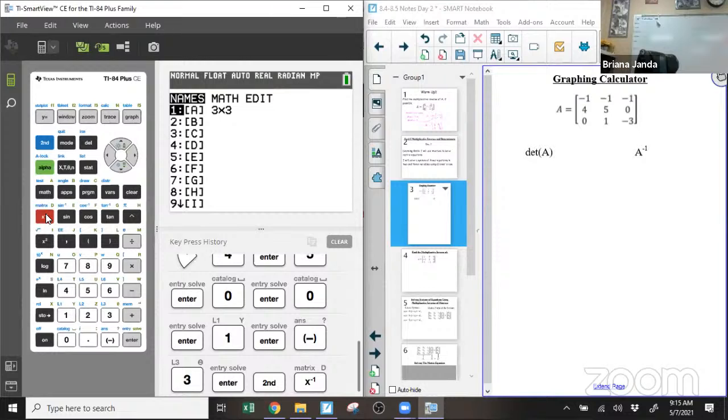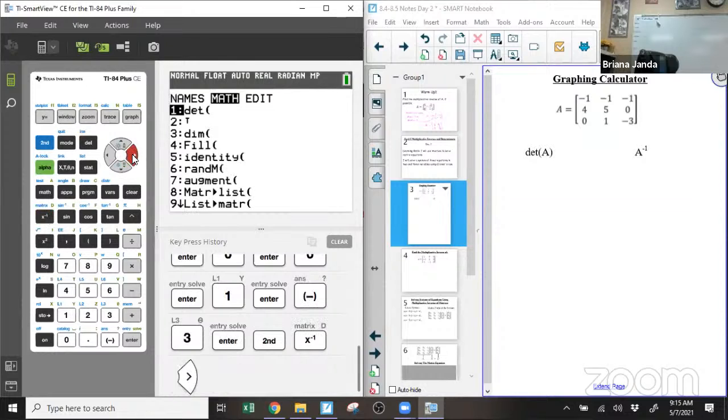All right, now all of these things that we can do with a matrix are going to be under the math menu. So I'm going to arrow to the right and hit math. This first one's asking me to find a determinant, and in our calculators that is noted as DET. So I went back to my matrix menu. I arrowed over to the math menu at the top, and determinant is your first option.